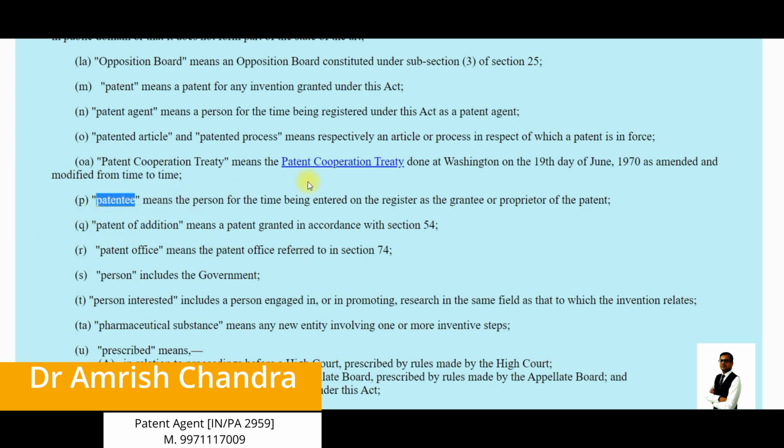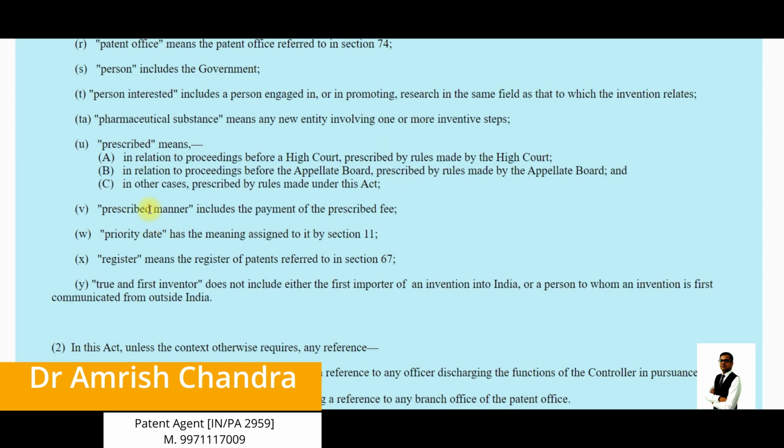Patentee means the person for the time being entered in the register as the grantee or the proprietor of the patent is called as a patentee. Patent of addition means a patent granted in accordance with section 54. Patent office means the patent office referred to in section 74. Person includes also the government. So person will include the natural person also, and it will also include the government.